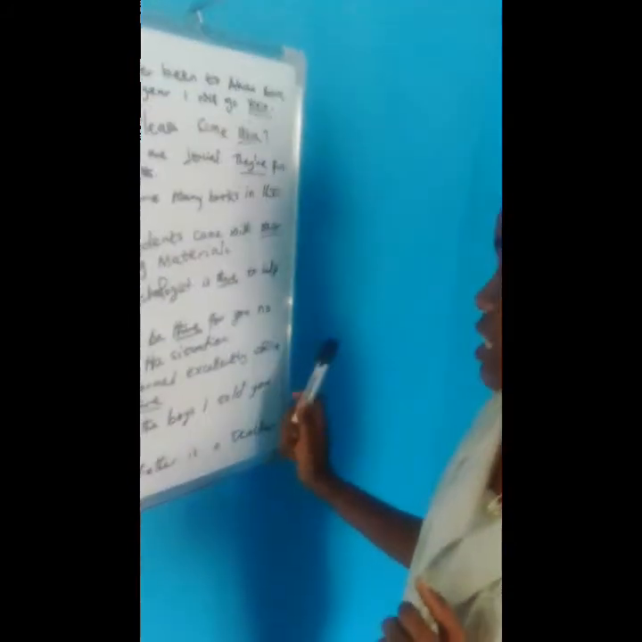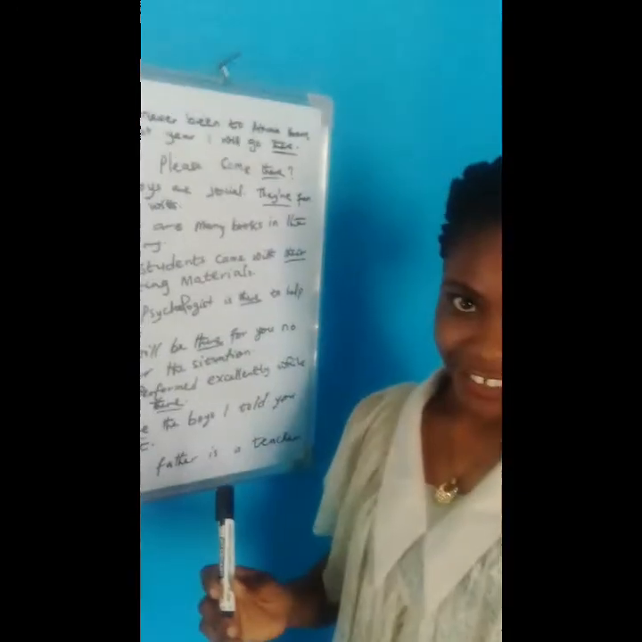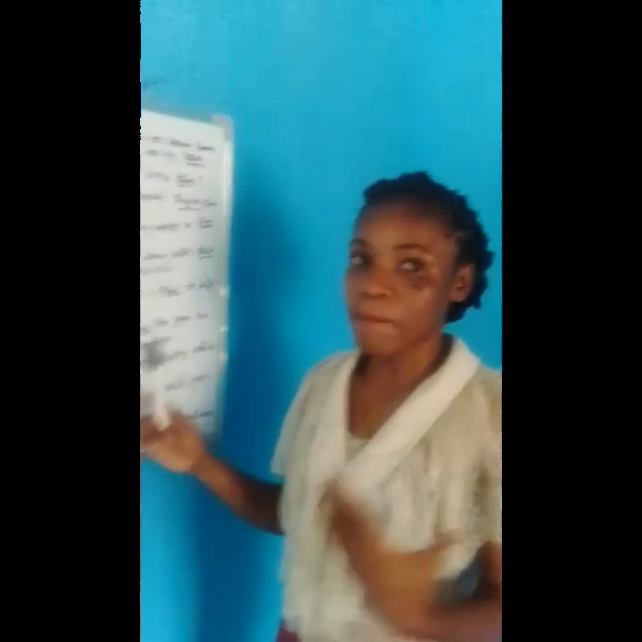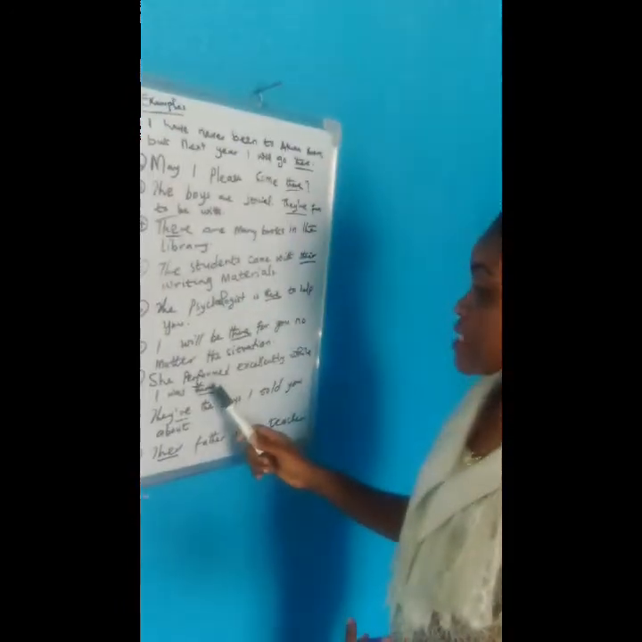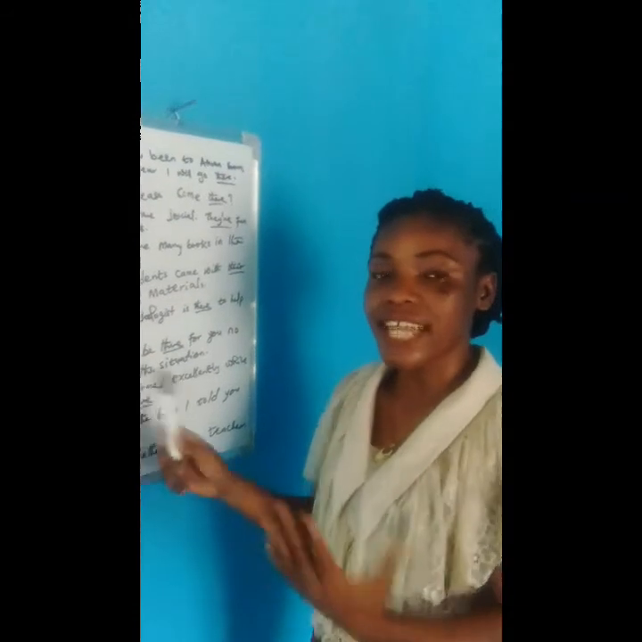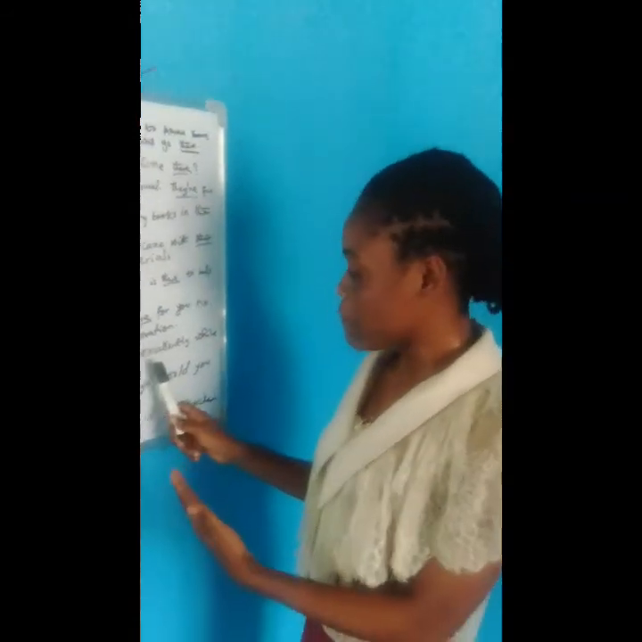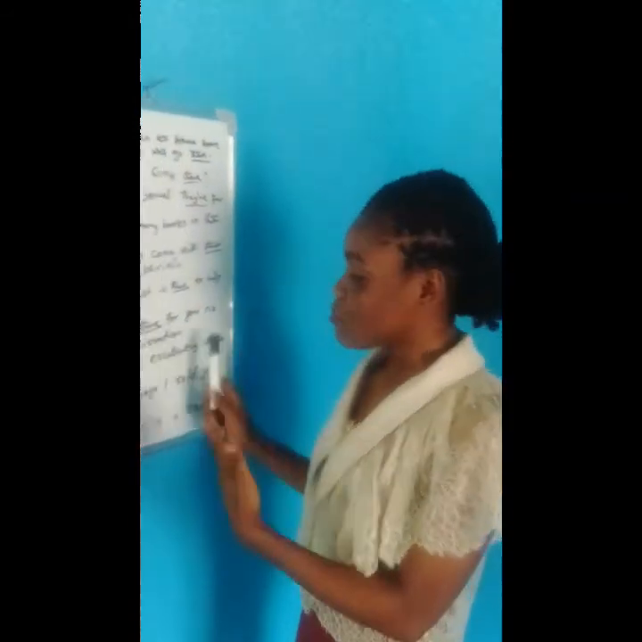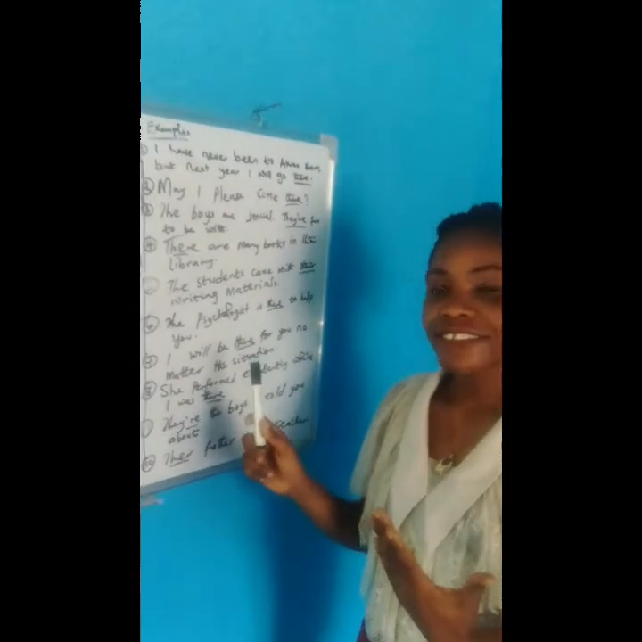Number 8, she performed excellently while I was there. Do you know what that means? While I was with her, or while I was staying with her. So it talks about a place. So at this point, there functions as a noun. So, she performed excellently while I was there.